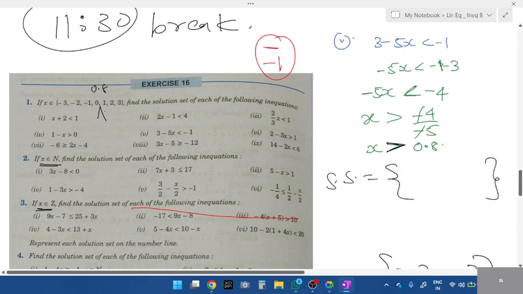It is traveling towards right hand side. After 0.8 I have to consider, right? After 0.8, what are the numbers, students? 1.